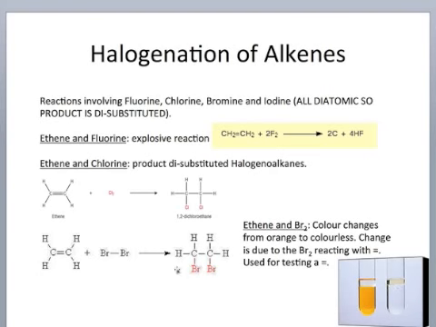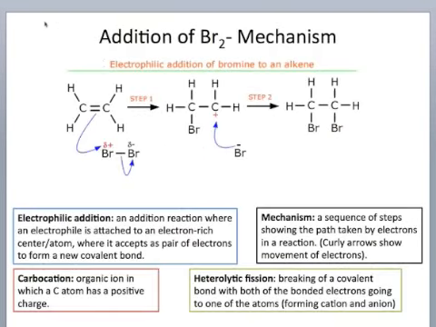And this happens because the bromine is reacting and breaking apart the double bond and attaches itself to the new alkane. And this is a test we use for looking if there is a double bond present. So let's now look at the addition mechanism, specifically with bromine.